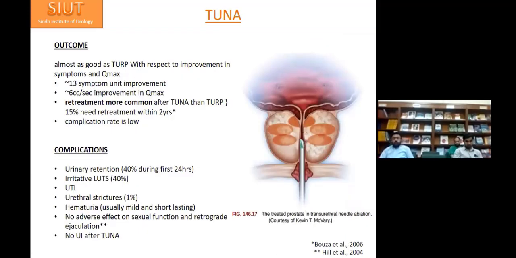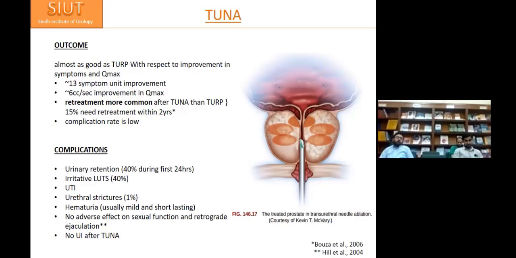The other outcomes: it is almost as good as TURP with respect to improvements in symptoms and Qmax. 13 symptom score unit improvements, 6 cc Qmax improvement, and retreatment is more common after needle ablation as compared to the TURP. 15% need retreatment within 2 years. Complication rate is lower. What are the complications?